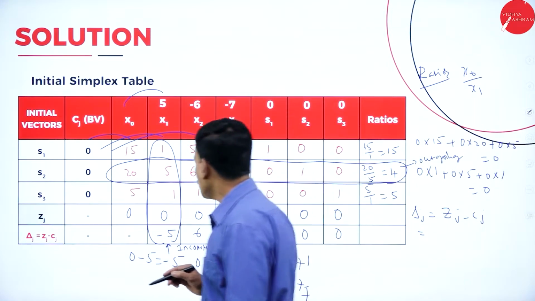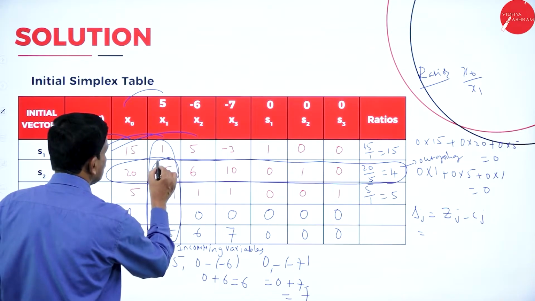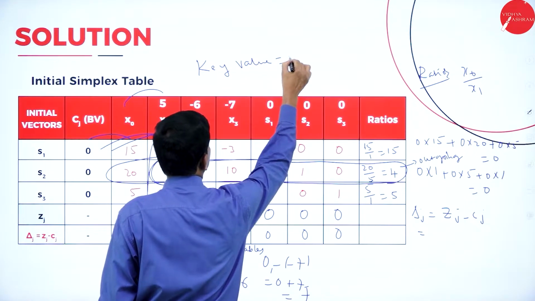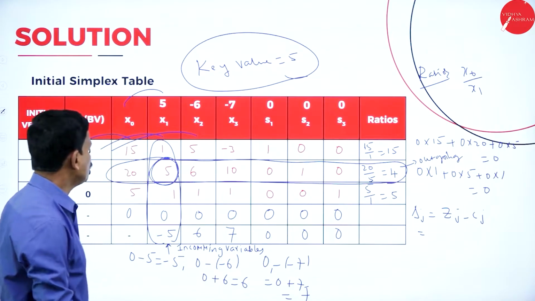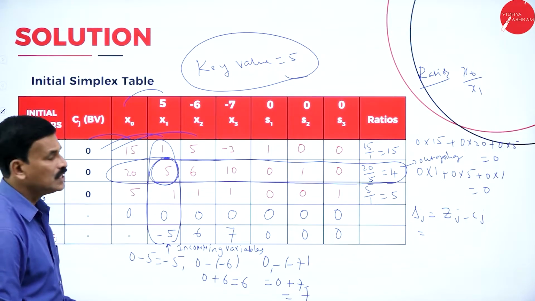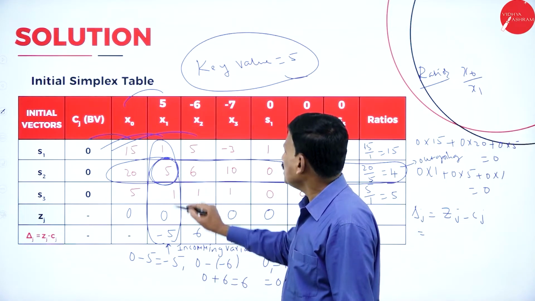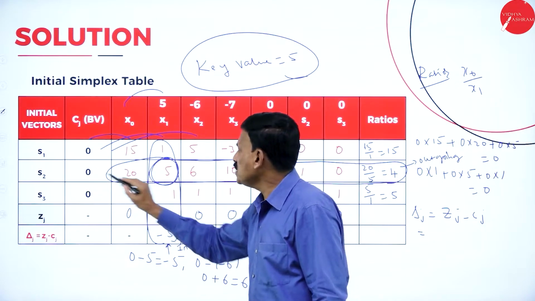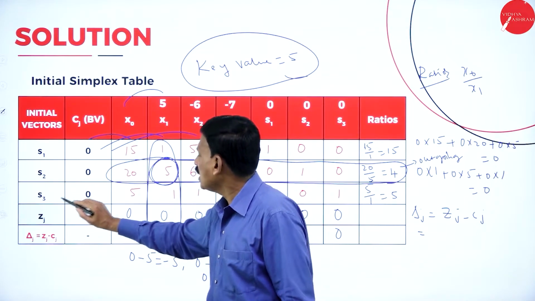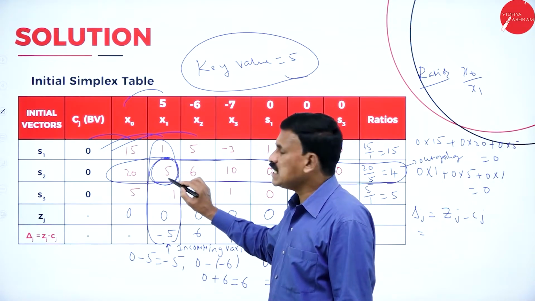The intersection of the outgoing row and incoming column is called the key value. Here the key value is 5. The key row is S2 and the key column is x1. So in the next table, in the first iteration, S2 is replaced by x1, S1 remains the same and S3 remains the same. And the second step is to convert this key element to 1.